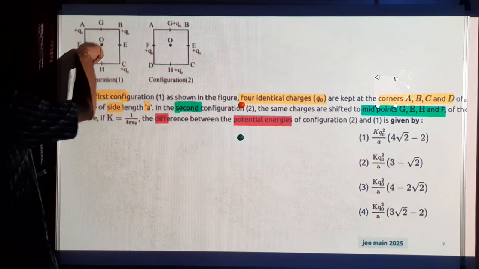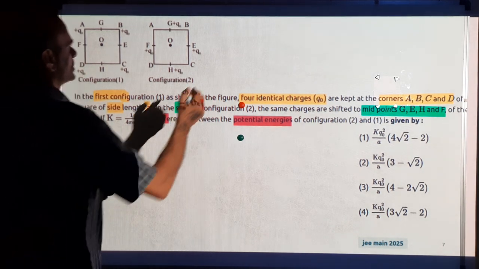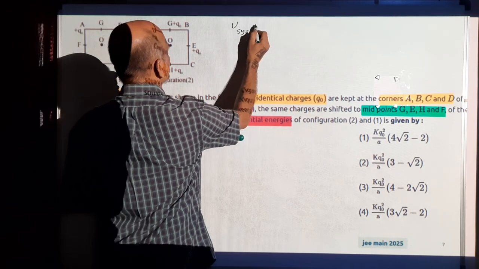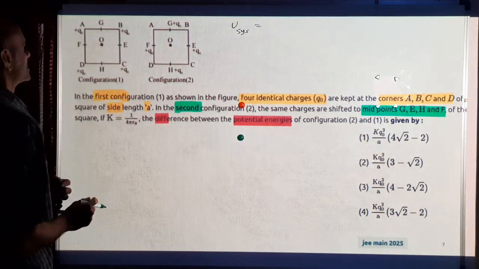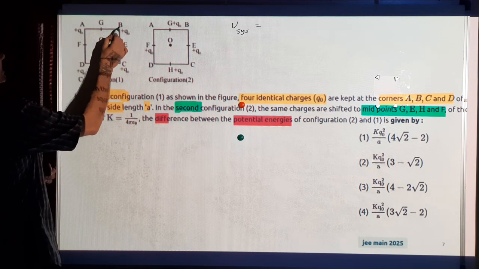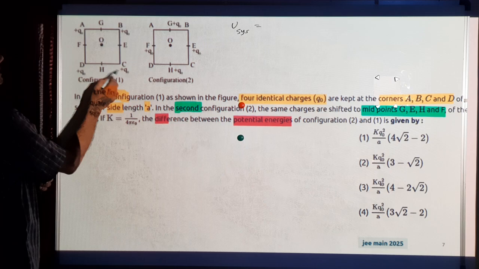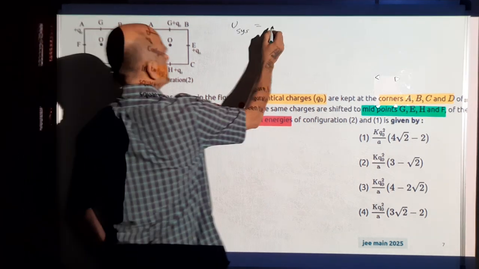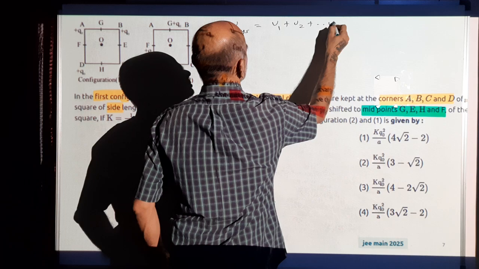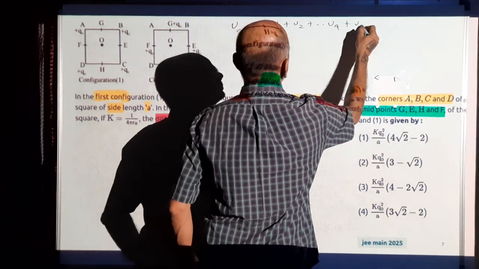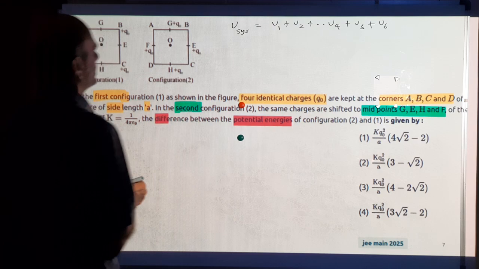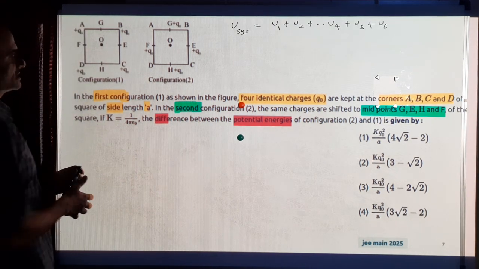So here there is a set of 4 charges. So the potential energy of the system is the sum of all the interactions one can have. So here there are 4 interactions along the sides and 2 diagonal interactions. So it's U1 plus U2 plus U3 plus U4, and then U5 plus U6. And U1, U2, U3, U4 are the same.